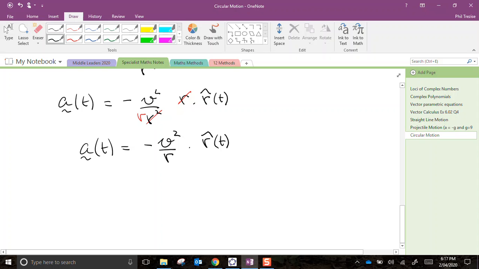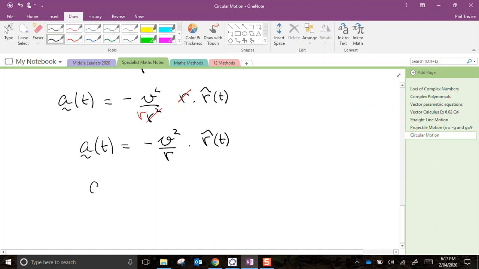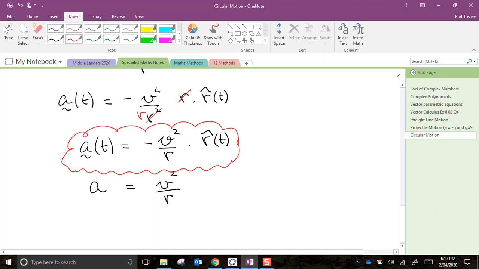Now, that's well and good. In physics, you've probably not been worried too much about these direction vectors. You've probably simply taken the modulus of the acceleration, just a, and then you wouldn't worry about the direction r hat, and you probably wouldn't even worry about the negative sign. You'd just write v squared over r. Both of these are correct. In fact, this one is more correct because it's a vector equation.